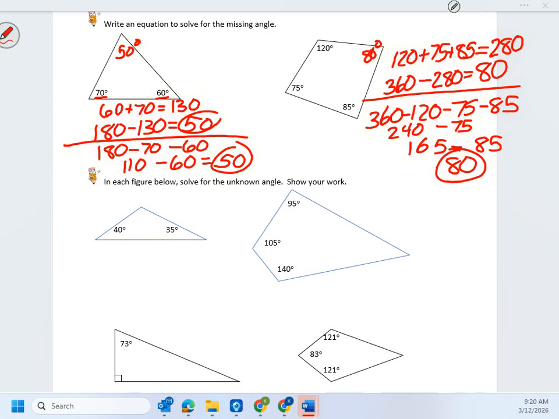So you can start with the big number and just subtract them all out. Or you can add together the angles that you know and then subtract them out. Either way works. We get the same answer.